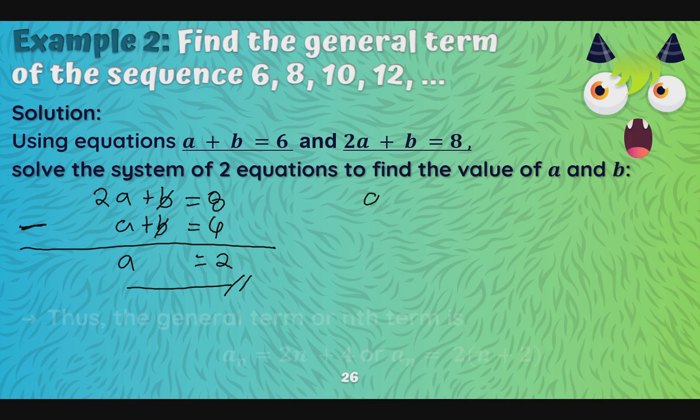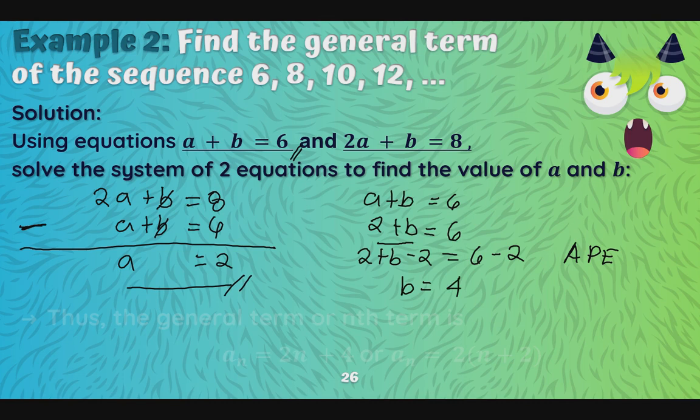Paano naman si b? So, a plus b gamit tong equation na to, yung una, equal daw sa 6. Kaya ang value na nakuha natin ay 2 para sa a plus b is equal to 6. Ngayon, gamit tayo ng addition property of equality. Magbawas tayo ng 2 both sides ng equation para mawala yung 2 sa nakatabi ng b. Magiging 6 minus 2 naman sa kanan. So again, addition property of equality ang ginamit natin dyan. So, magiging b na lang matitira is equal to 4. Ang value ng b natin ay 4.